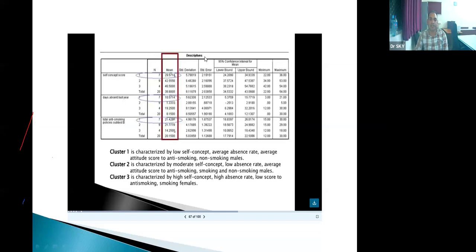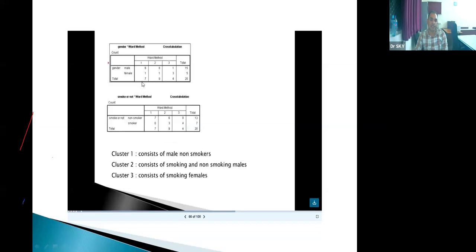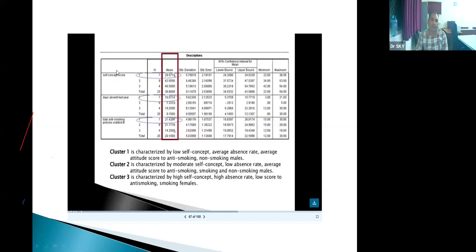So here is the descriptive statistics. You can have an idea of how many cases there are. We have defined these 3 clusters: one consists of male non-smokers, another of smoking and non-smoking males, and another of smoking females. So you can see how many non-smoking males, smoking males and smoking females there are.